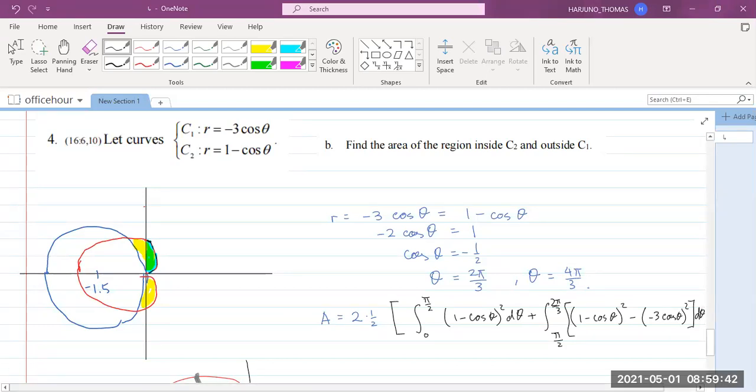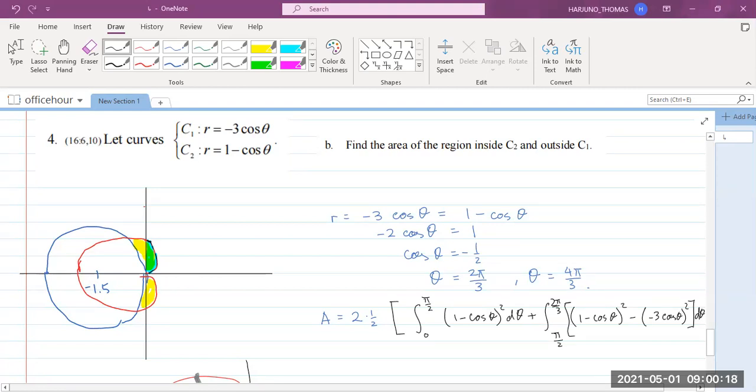Okay, wait a minute. So the green part is the first part, the integral from 0 to pi over 2, which is 1 minus cosine theta squared. That's right. Oh, okay, because the circle is negative 3 cosine theta. Plus, and it's 2 pi over 3. Wait, why is it going backwards? Huh?